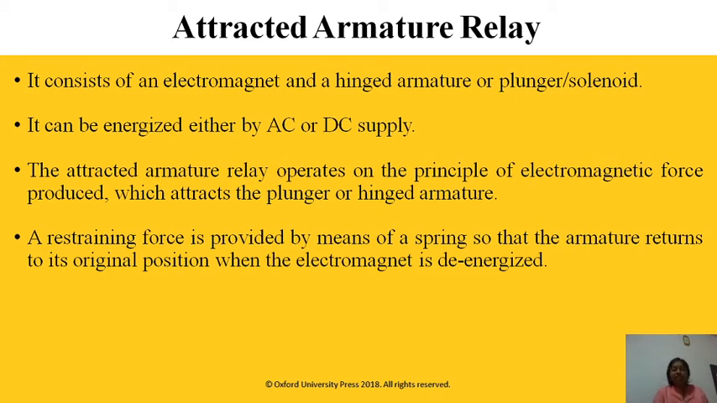As the name tells you, it consists of an attracted armature, meaning it definitely has an electromagnet which will attract some plunger or solenoid. It will be energized either by AC or DC supply. The attracted armature relay operates on the principle of electromagnetic force. When the operating quantity is greater than the restraining quantity, the operating torque is more, and it will attract that armature. This is the principle of the attracted armature type of relay.